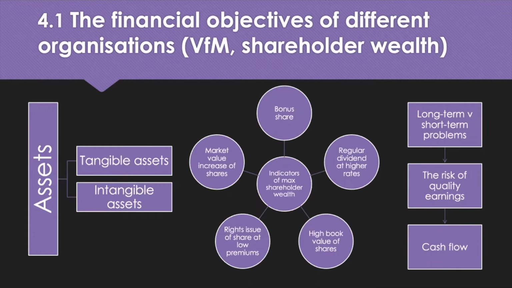So some of the indicators of maximisation of shareholder wealth, we'll look at the bonus shares, how much dividends are paid out at higher rates, the high book value of the shares, the rights issues of shares at low premiums, and the market value increase of those shares. But in financial management, the main objective of a business is often to maximise the wealth of its shareholders, but that doesn't necessarily mean the same thing as profit maximisation.